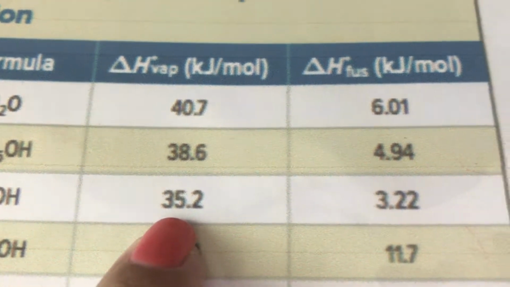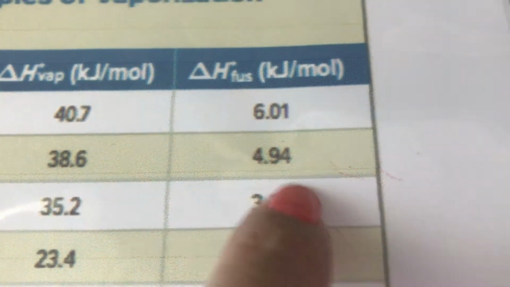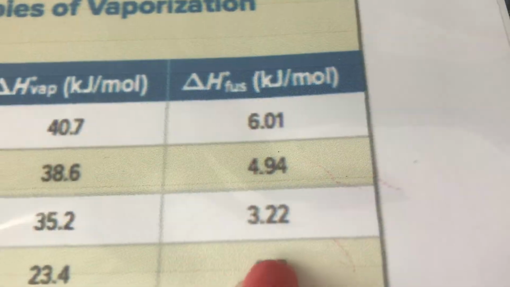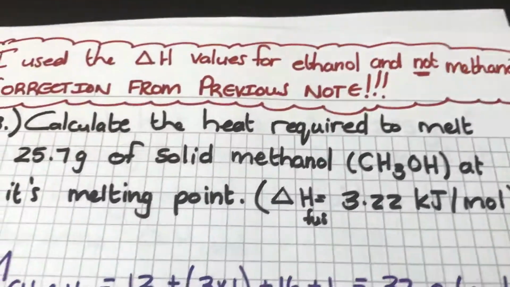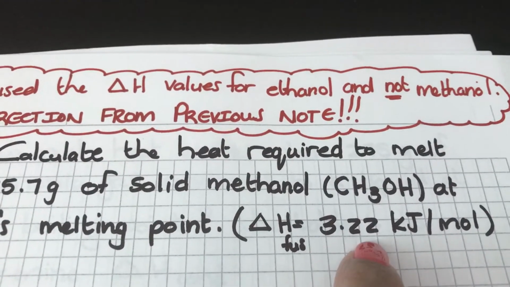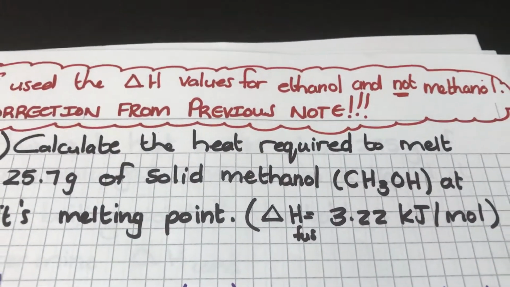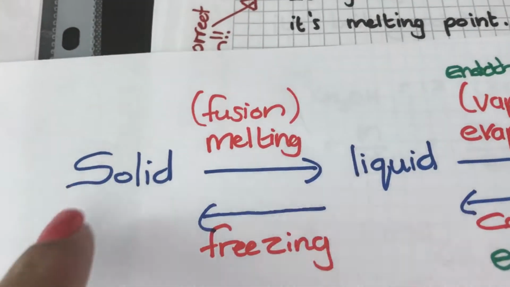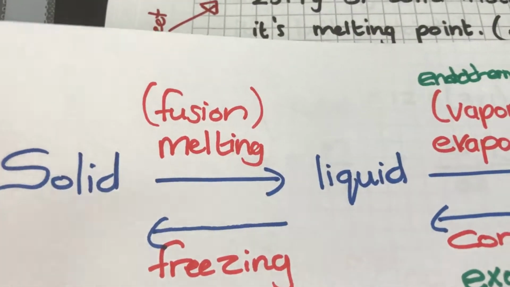Now we're not vaporizing, we're melting it. So melting means fusion. So this is the value. I'm going to need 3.22 kilojoules per mole of methanol. So if you go look at the question, you see that I've added it in here. My change in enthalpy for fusion is 3.22 kilojoules per mole. I'm writing it as a positive value because remember, when we have melting from solid to liquid, we call it fusion. So I will go look up the fusion value.